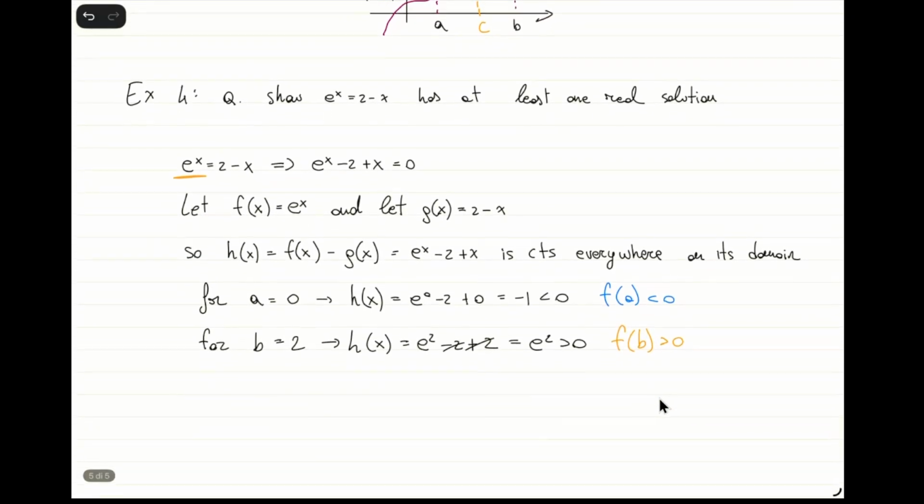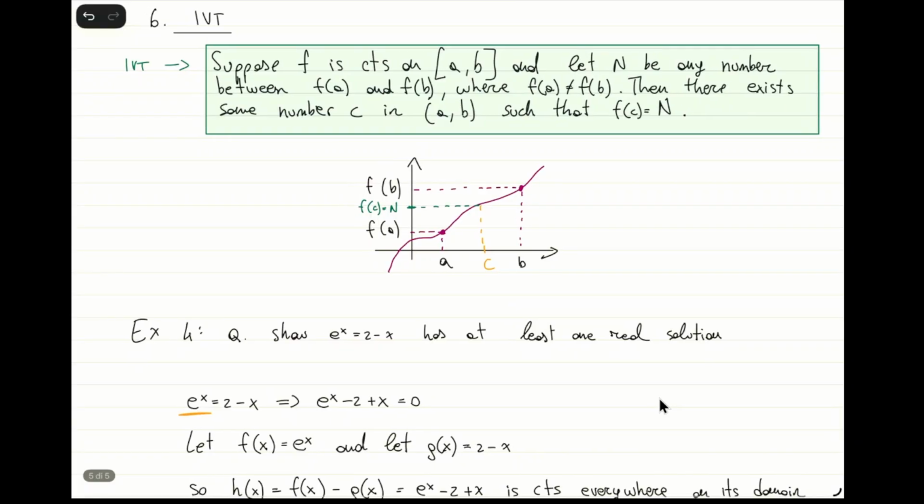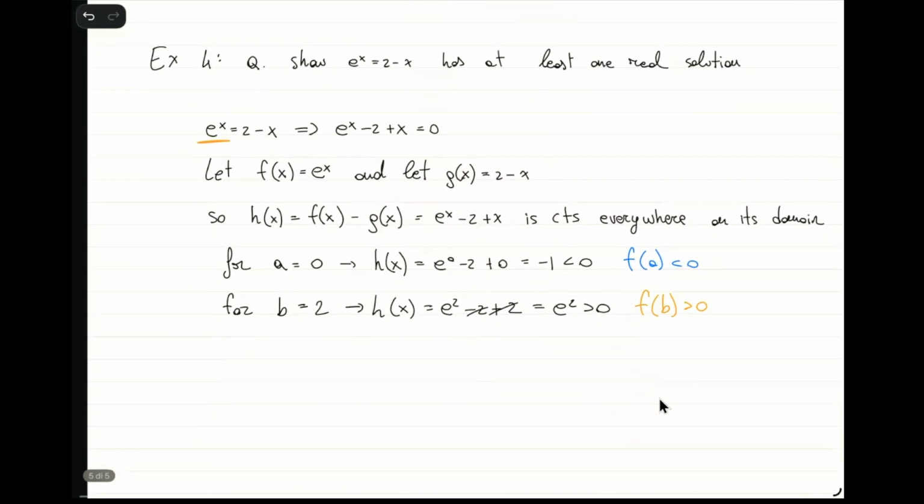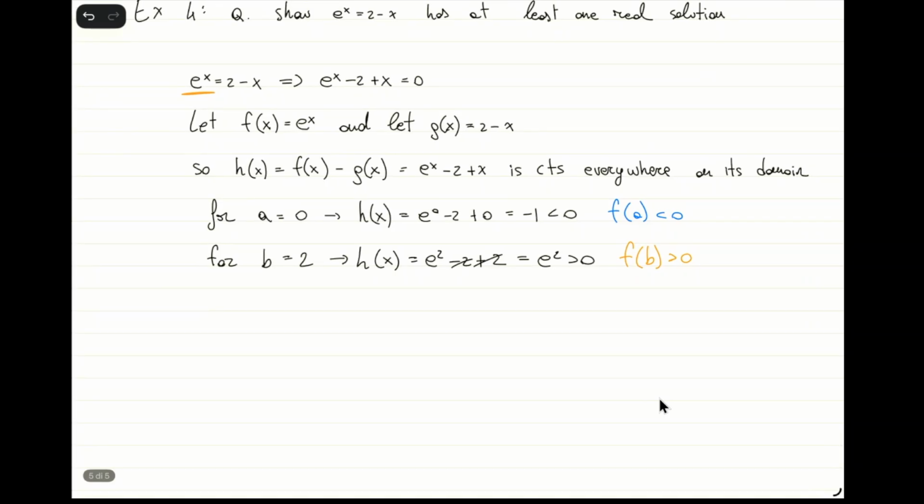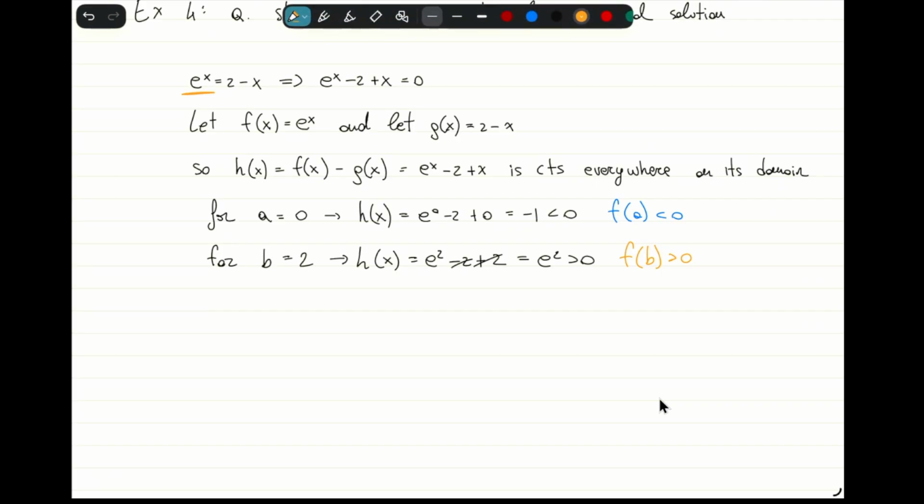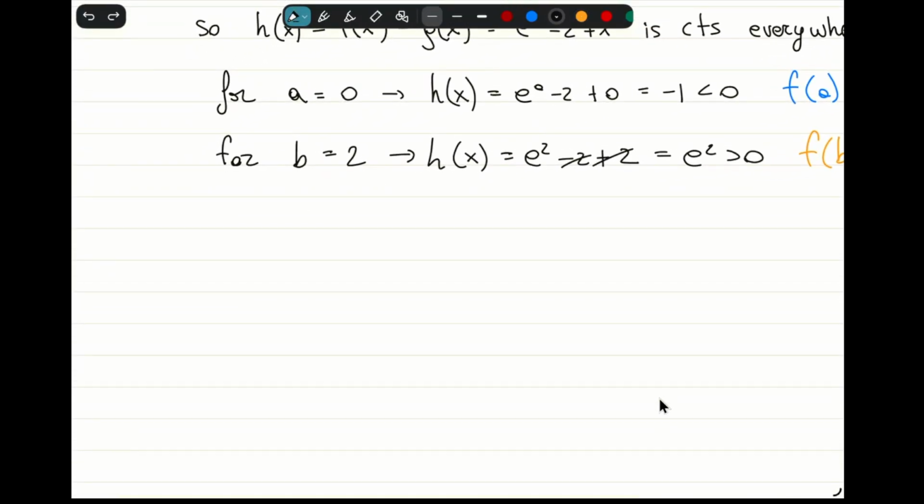Okay, so we know that at a, our function will be smaller than 0. In this case, our function is greater than 0. So it's over the line. But we know our function is continuous. So that means we're going to have at least one point in the interval from 0 to 2 that is exactly 0. So the solution to the equation that we have up here. Now, do we know that point? Absolutely not. We don't know what that point is.